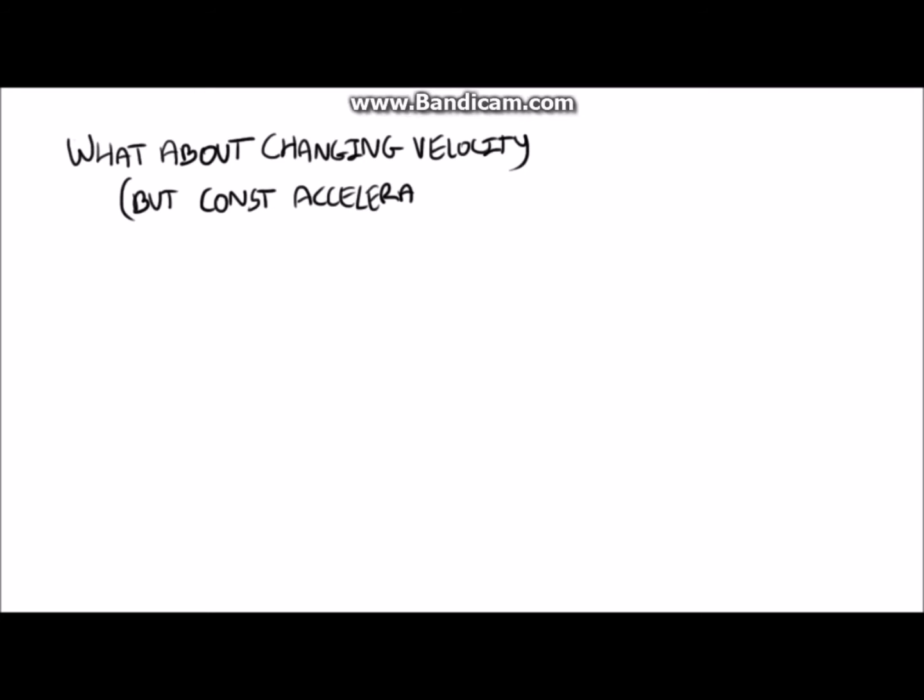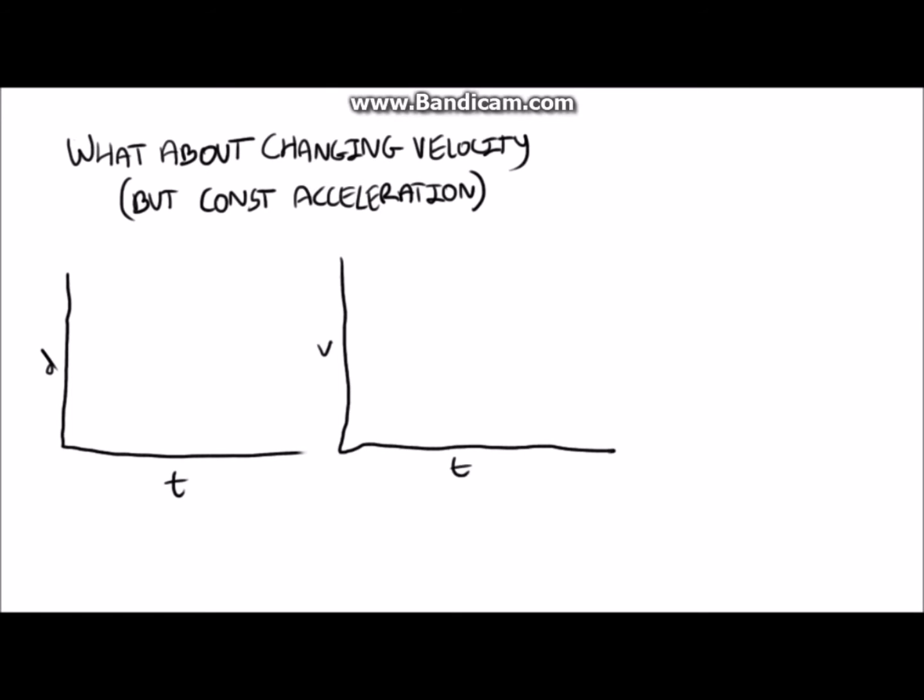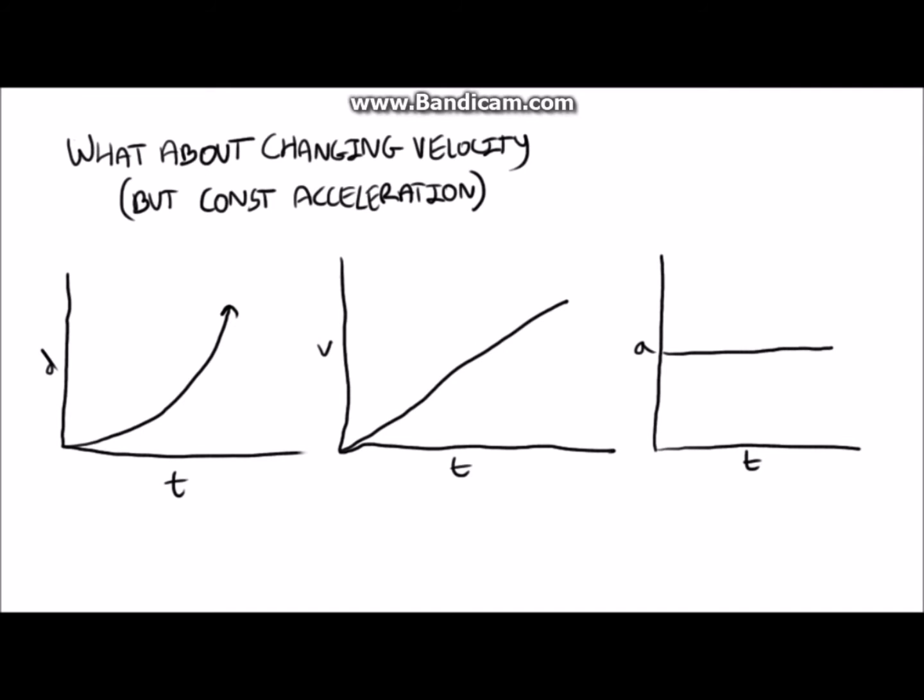Okay, but what about changing velocity? How would you calculate things? How do you graph that? So we're going to say there's constant acceleration. So you're going to need three graphs, one of displacement, one of velocity, and one of acceleration. The displacement versus time graph with constant acceleration looks like a parabola. The velocity versus time, a diagonal line, and the acceleration versus time, a horizontal line.